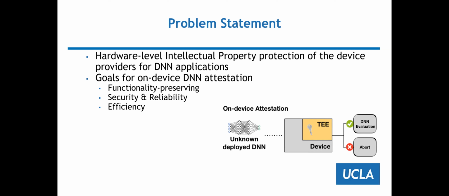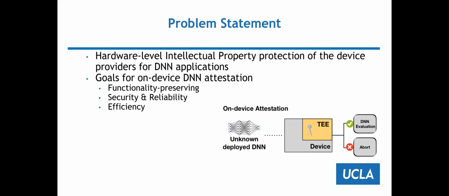The paper therefore proposed DeepAttest, an on-device DNN attestation scheme, which checks the legitimacy of an unknown deployed DNN and determines whether to continue the DNN evaluation or abort it. Specifically, DeepAttest works by designing a device-specific fingerprint as an attestation criterion with the support of TEEs.